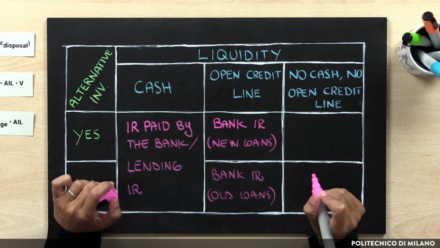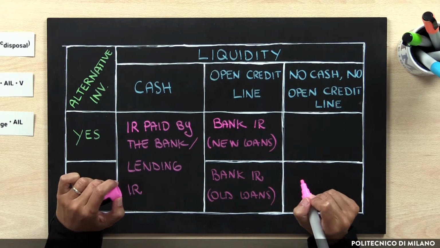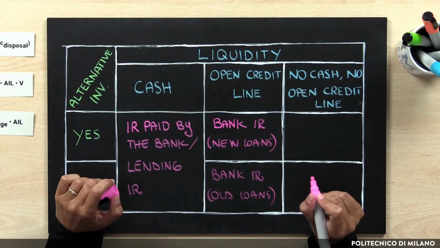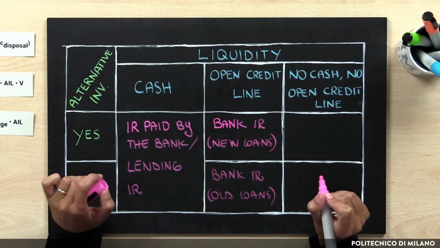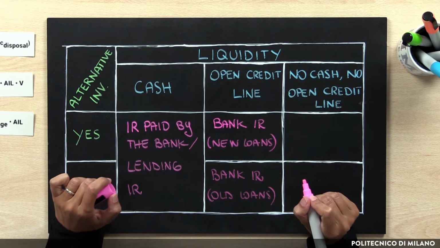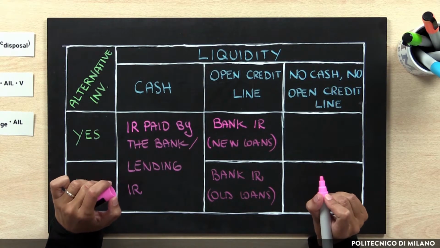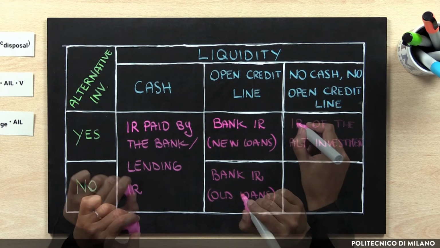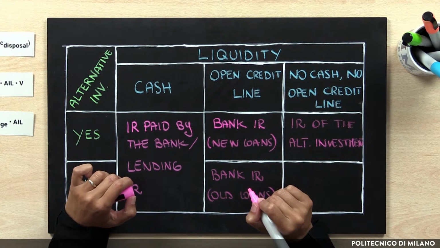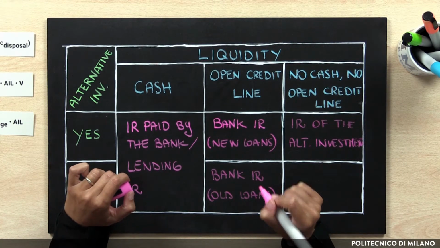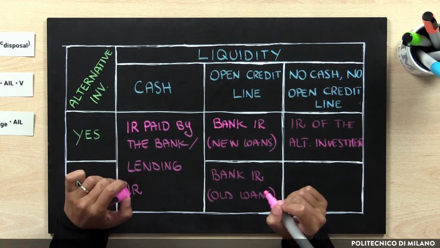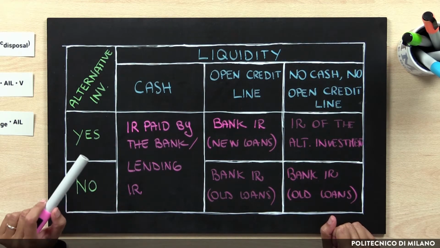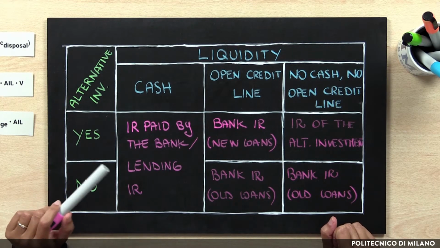If the company has no cash and cannot ask for additional money, we need to consider the presence of alternative investments. In fact, if they have an alternative investment, they lose the opportunity to do this investment. Therefore, the cost of capital is the interest rate of the investment the company is missing because of the capital tied up in inventories. If they do not have any alternative investments, once again, the cost of capital is the interest rate paid to the bank related to old loans. So, in order to evaluate the cost of capital, we must consider the specific situation of the company.